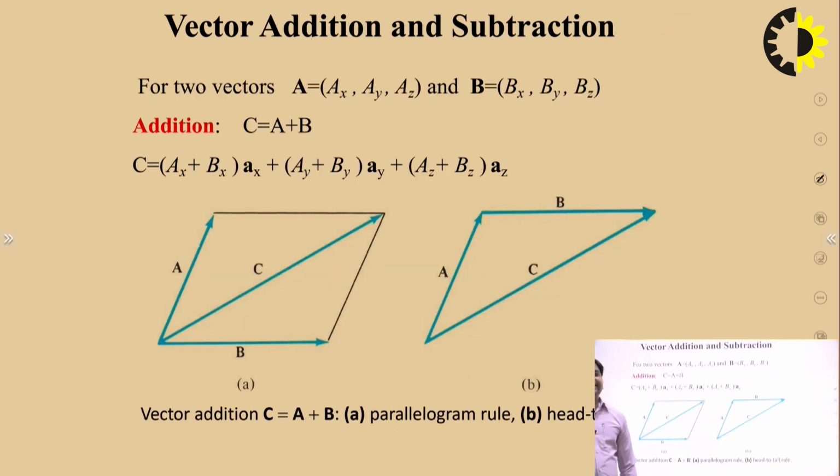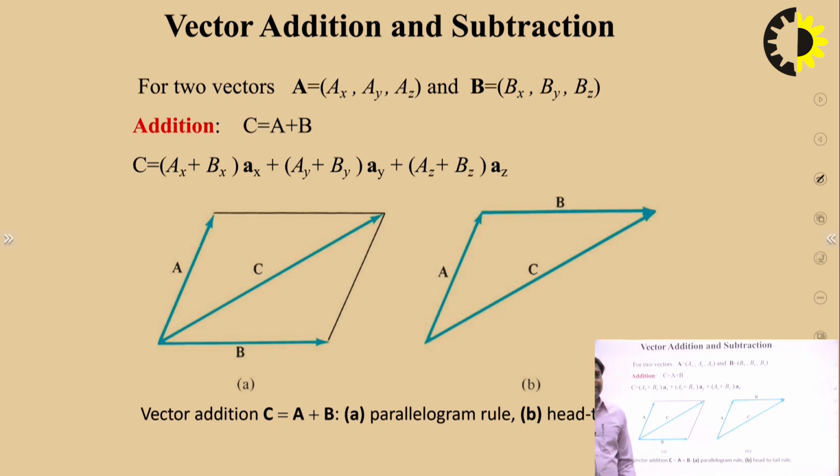The second point is how we add two vector quantities or three vector quantities, or subtract two or three vector quantities. For this, two laws or two rules are used when we add two vectors. The first one is the parallelogram rule and the second one is the head to tail rule.